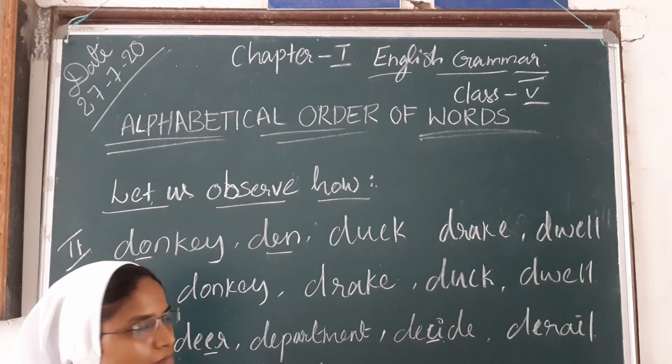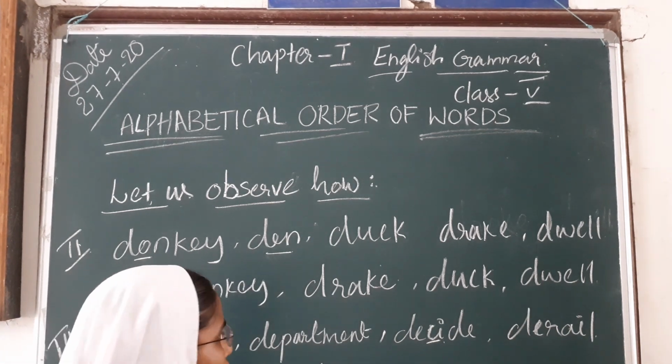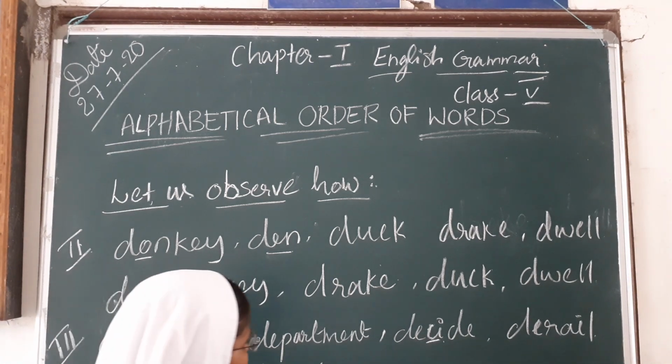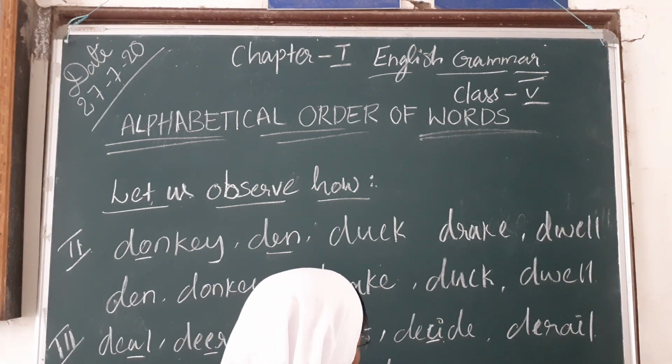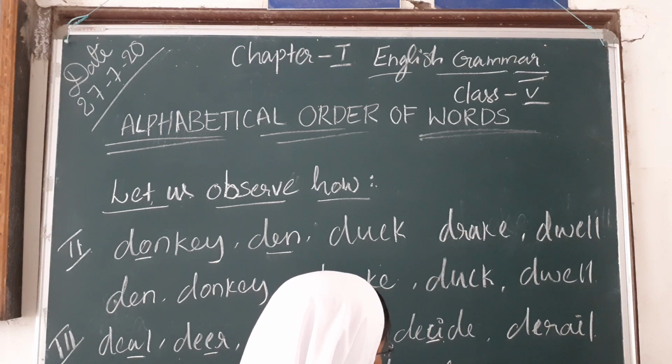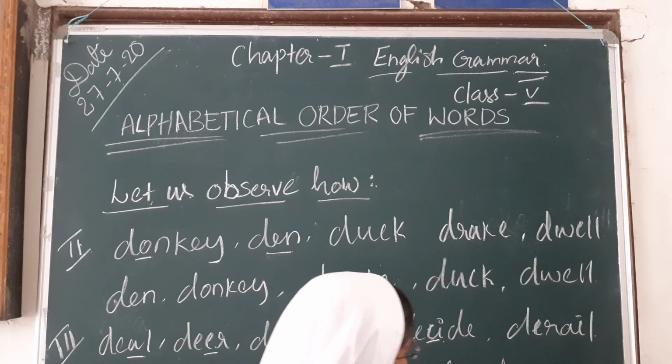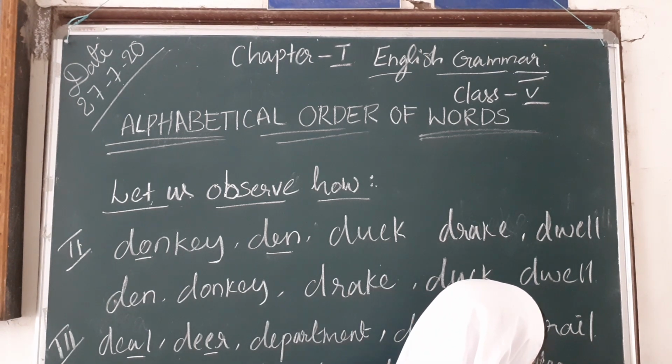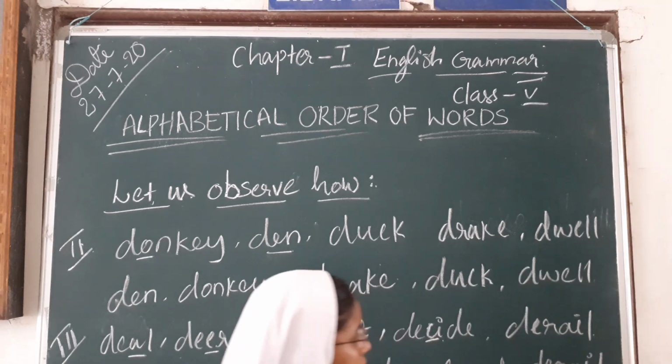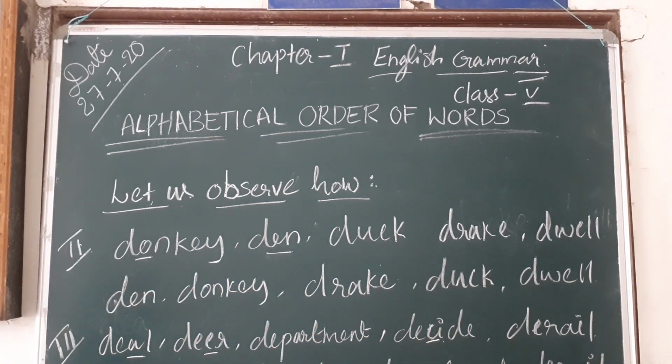The next one comes P, department. The last one, letter drill. This is the arranging of the words in alphabetical order.